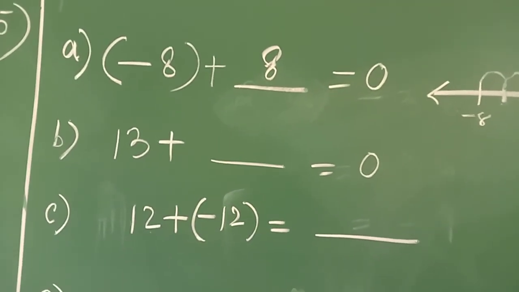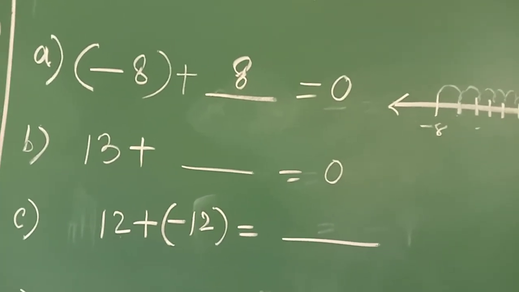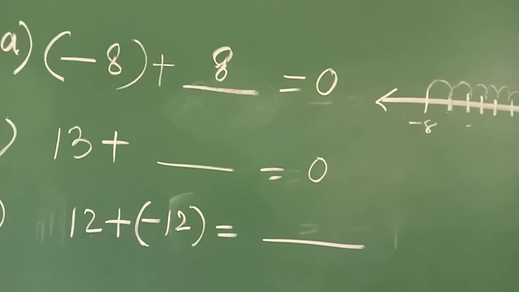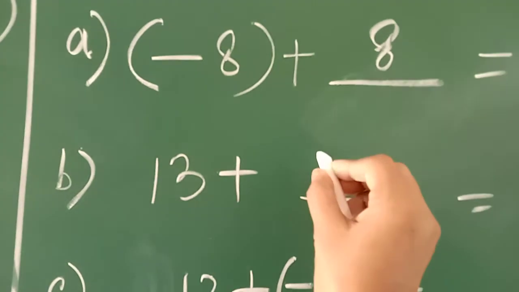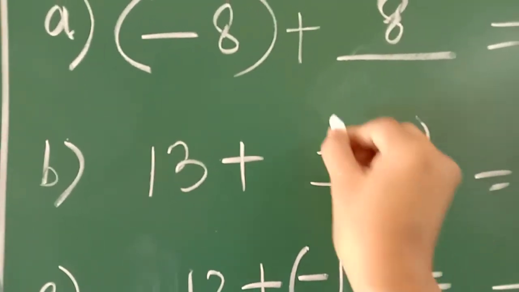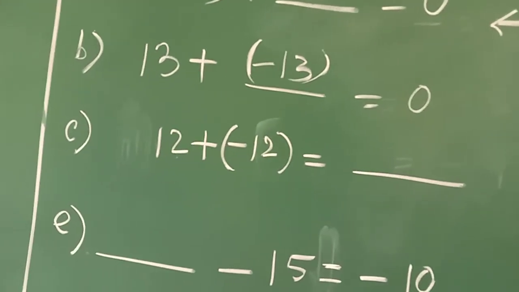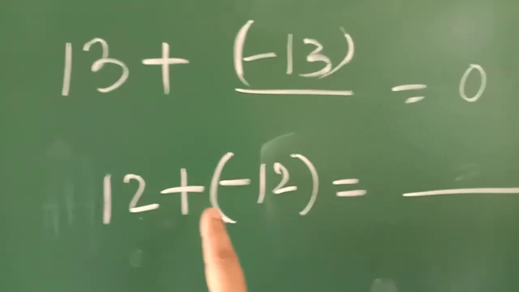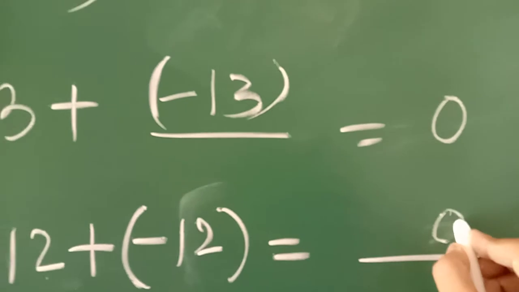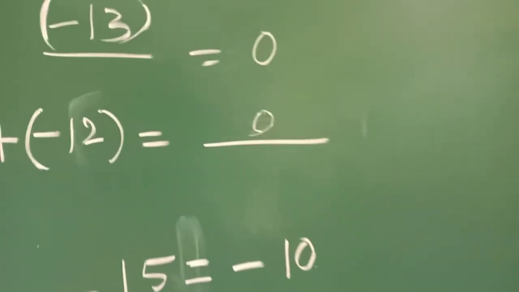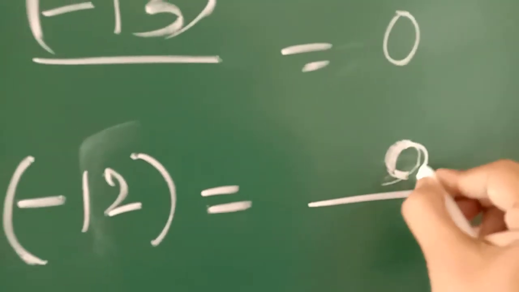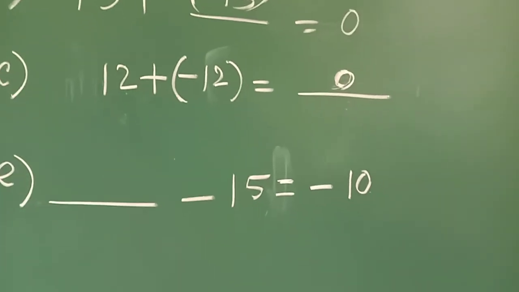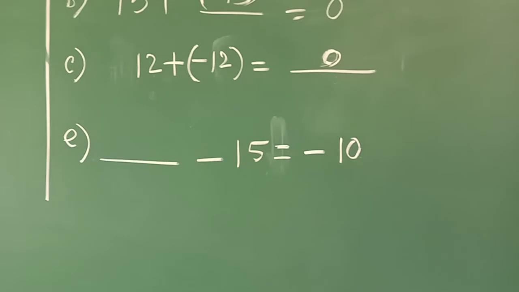Question B also, see plus 13. With which number will you add to plus 13 to get 0? Obviously it will be minus 13. Next see plus 12 and minus 12. If you add these two, what will you get? 0.